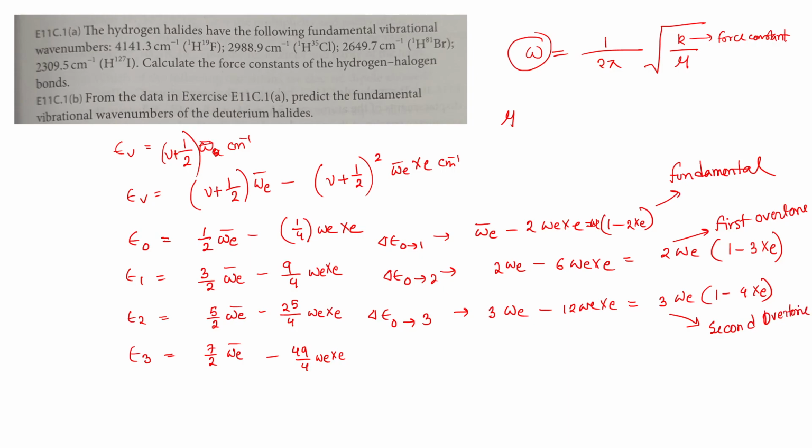Okay, so you have already your ωe values, right? From there you can understand the fundamental vibrational wave numbers for these deuterium halides. Actually, for this question you don't know what is your xe, the anharmonicity constant. So you can take them as 0 for this part. Because the anharmonicity constant for this hydrogen halogen bond is not given in the question, you can take them as 0.